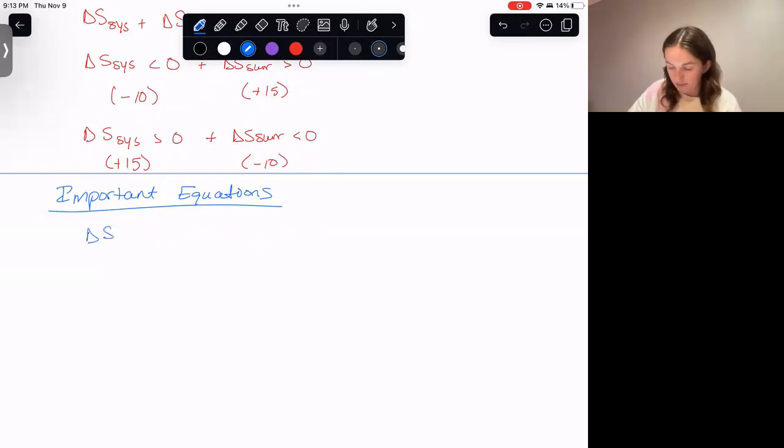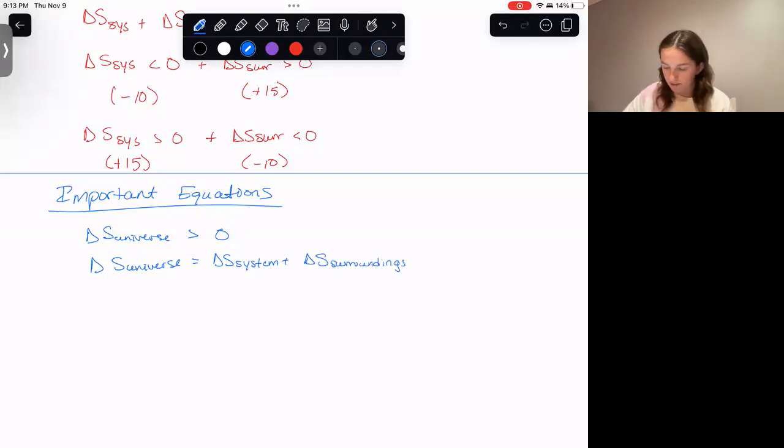So we know that delta S of the universe, which we just talked about, is greater than 0, right? This is the second law of thermodynamics. And delta S of the universe is equal to delta S of the system plus delta S of the surroundings.